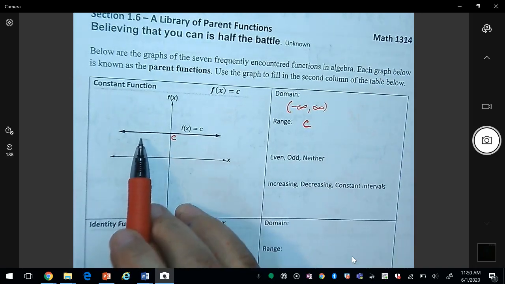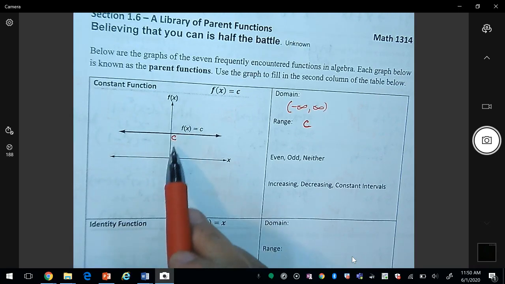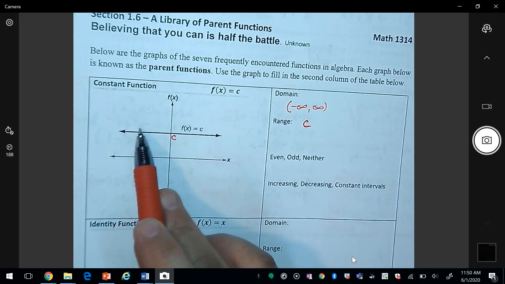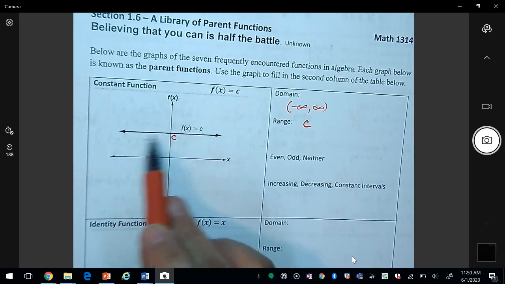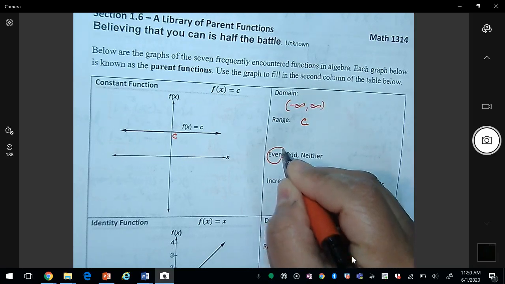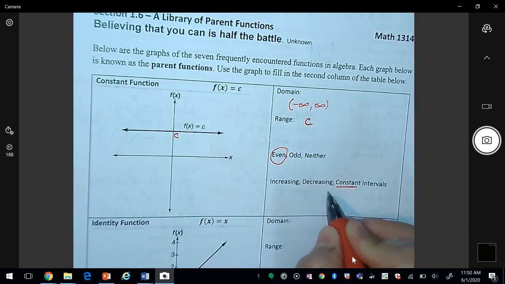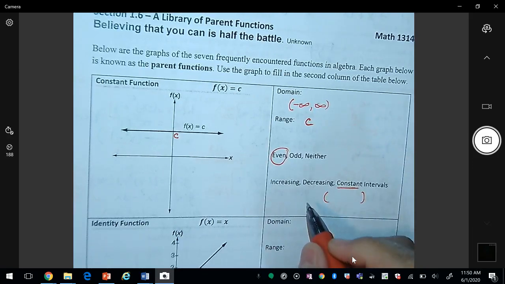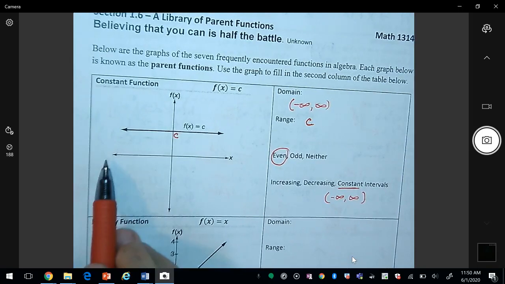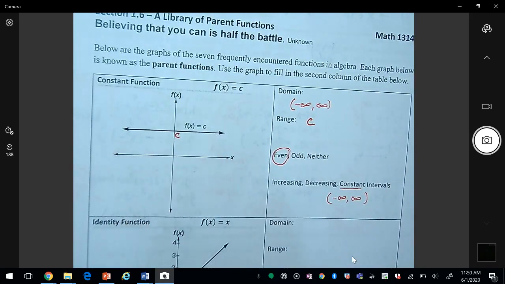And then this function, we need to determine if it's even or odd. If you notice, the graph has symmetry on the y-axis. Basically, if I fold this on the y-axis this way, this will fall on top of it. Since it has symmetry on the y-axis, then we say that it's even. And then this function is constant, and the interval that it's constant on is from negative infinity to positive infinity. So from here to here, this graph is constant.